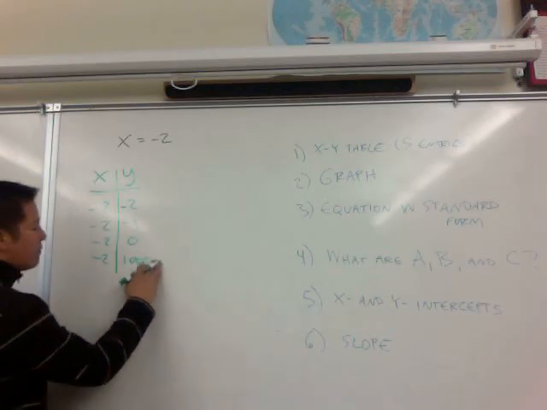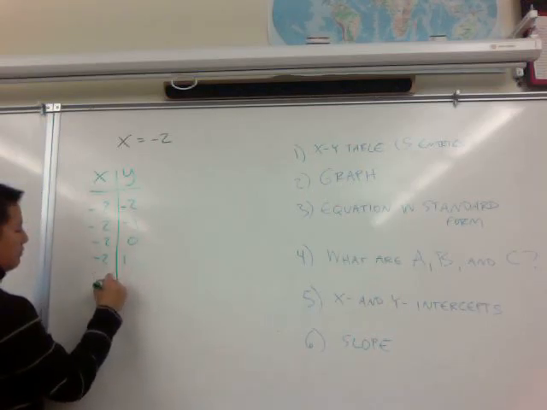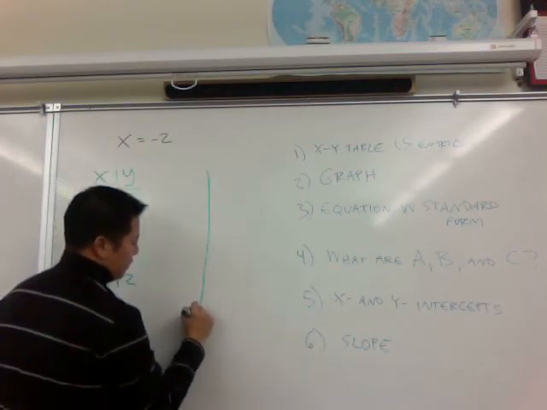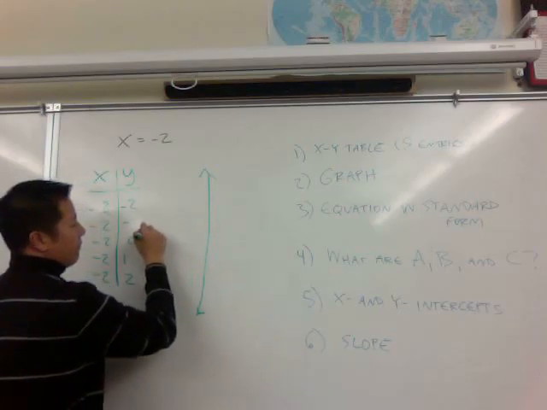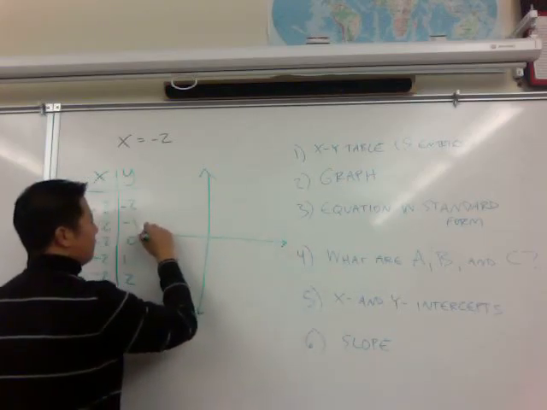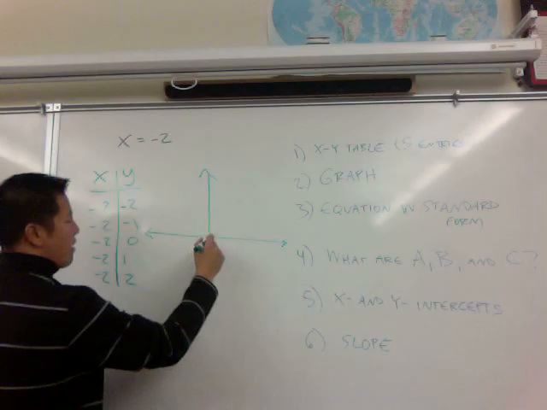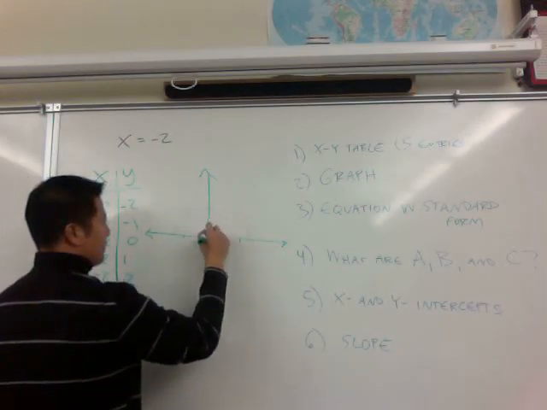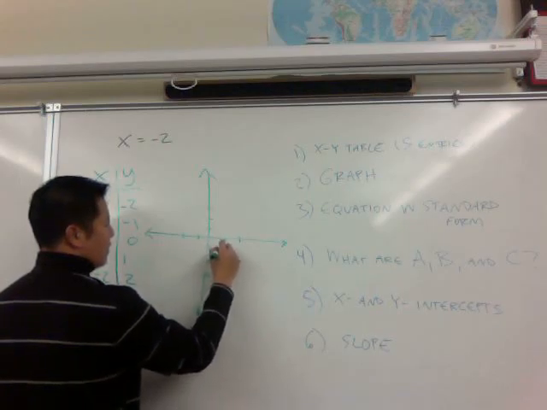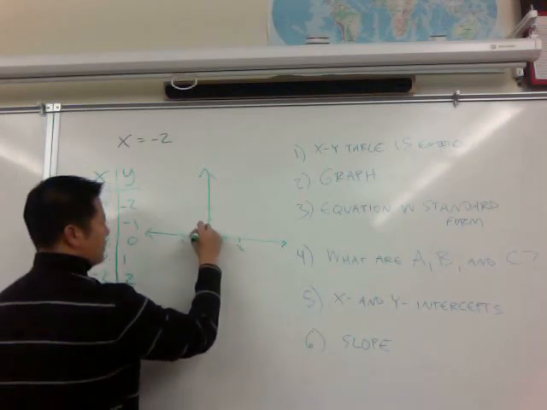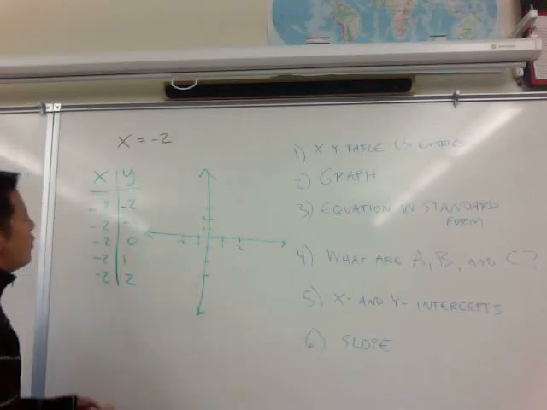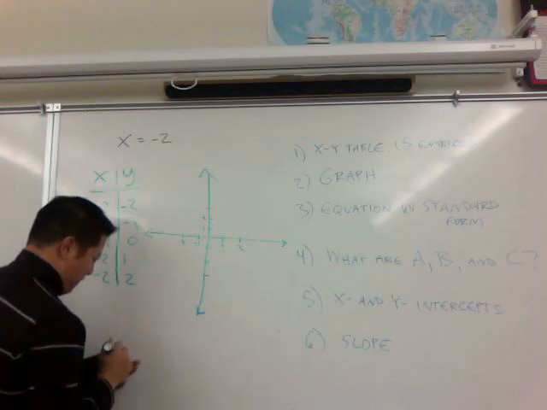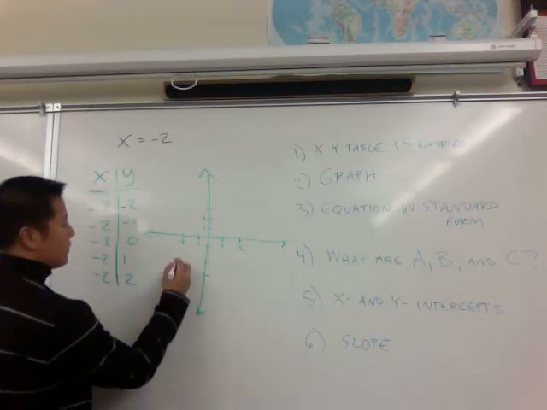Well, that might be hard to graph. So let's do 1, 2. Well, this is going to be an interesting looking graph. So I do this, and no matter what I have here, I have X is equal to -2.